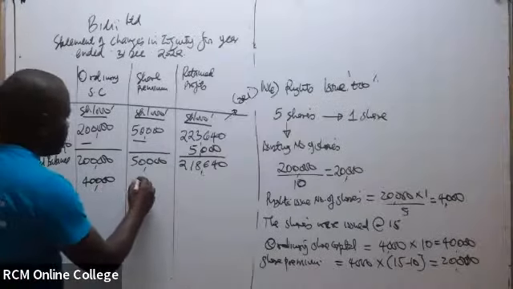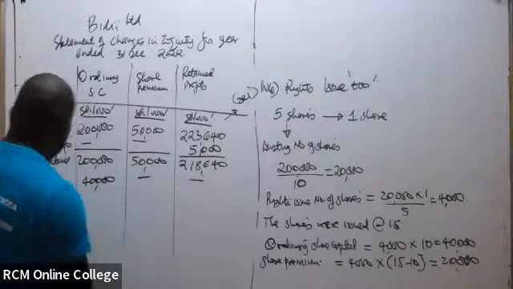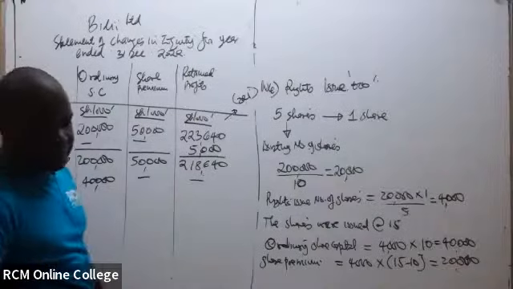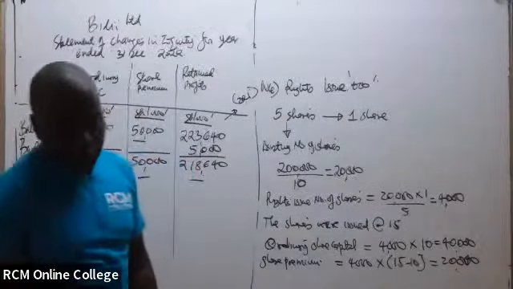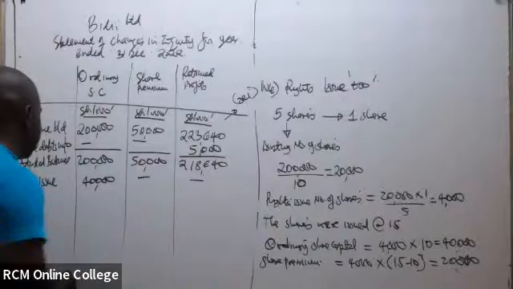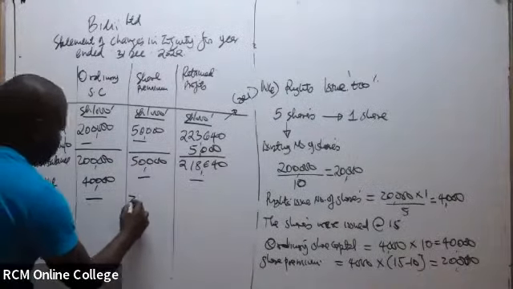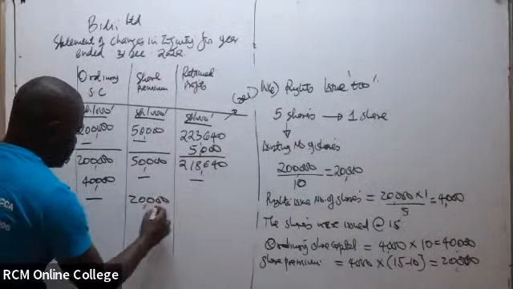Then, of course, we have the rights issue. The rights issue in this case is affecting the ordinary share capital with 40 million. Then we have the share premium on the rights issue. The premium realized on the rights issue is actually 20 million. Exactly 20 million. So it will add to that.